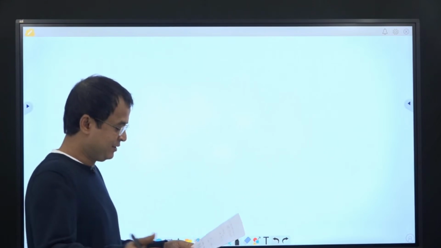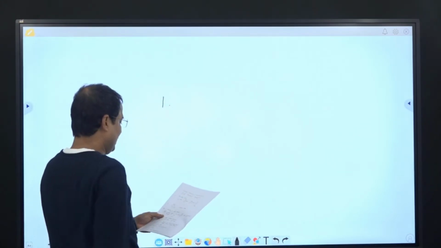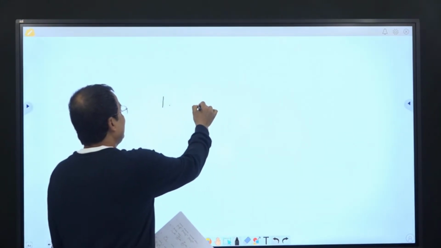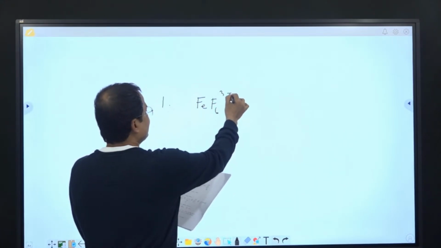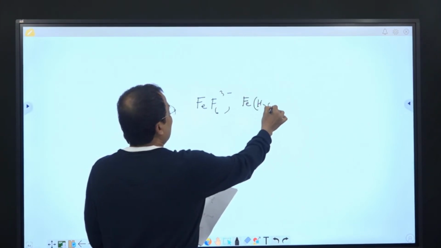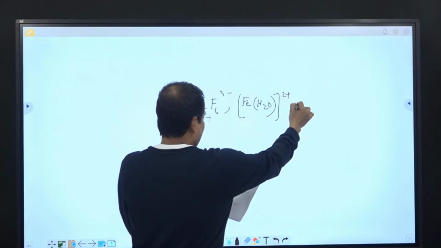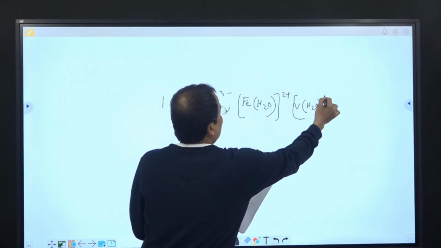The first question I am discussing: what is the correct magnetic moment order of the three complexes they are giving us? They are asking about [Fe(F)6]3-, this is one complex, [Fe(H2O)6]2+, hexaaqua, and [V(H2O)6]2+.